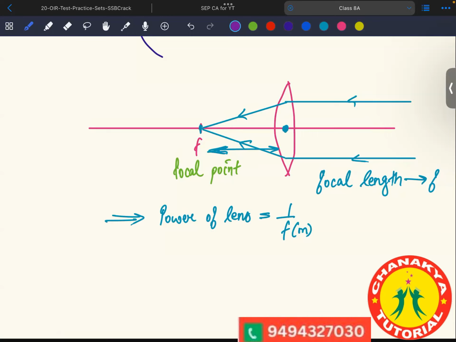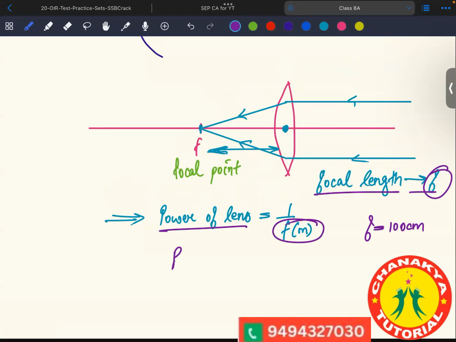Okay, once again. In lens, likewise in mirror, lens also has focal point and focal length. Let's say the focal length in lens is f. So the power of lens is equal to 1 upon f. So what does that mean? If I say the focal length is 100 centimeter, now see here.